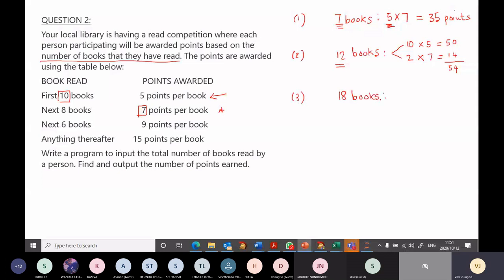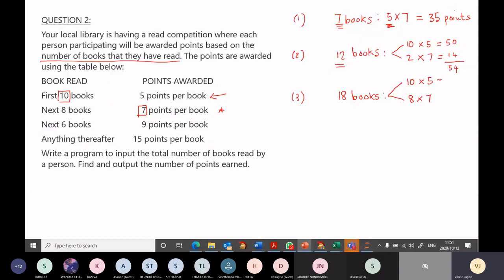Now, there's no point in me trying to code this immediately if I don't understand the question. So what I'm trying to do by taking these examples, I'm trying to understand the question. So 18 books, the first 10 books are 5 points. So the first 10 books of the 18, the first 10 are 5 points. The next 8 books, 18 is 10 and 8. So the next 8 books are at 7 points. So 10 plus 8, 18. I've already got my 18.